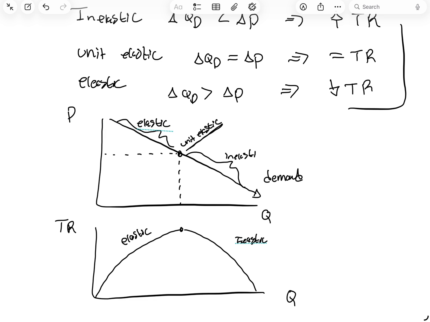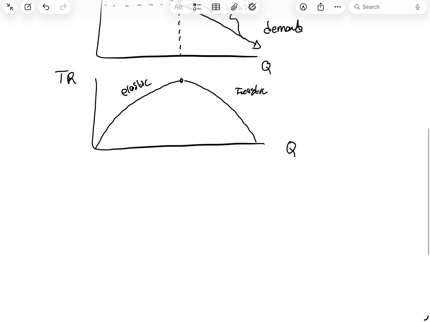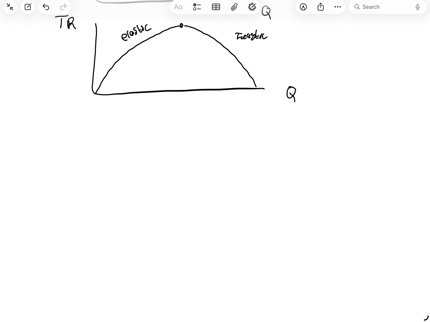And you can work through this in the table that is provided to you in your slides, and it'll give you a better representation of this as well. However, what we're going to do now is get into some of the other types of elasticities that we did not cover in our previous video. First one is income elasticity of demand.